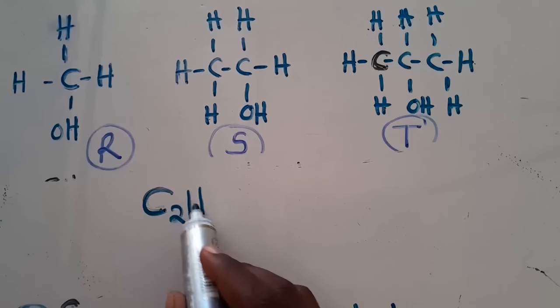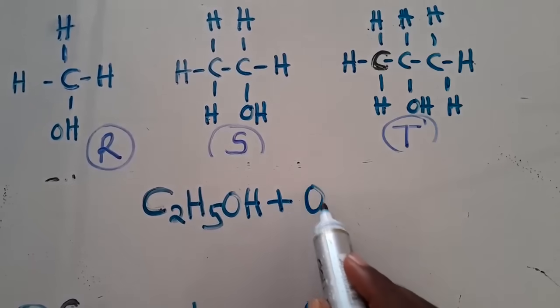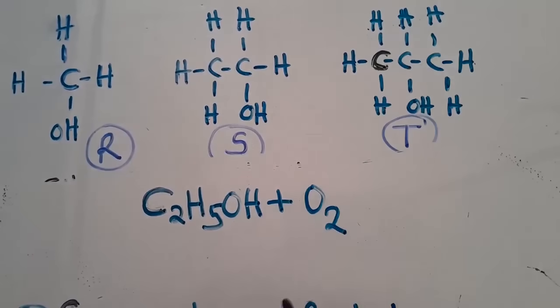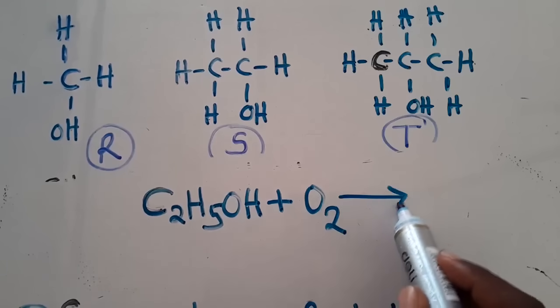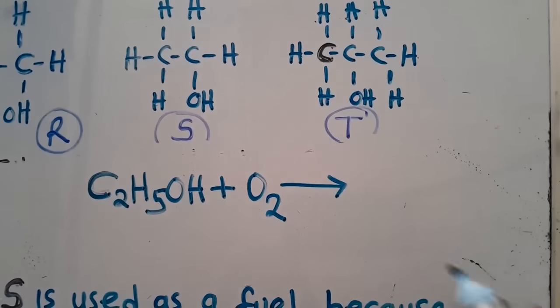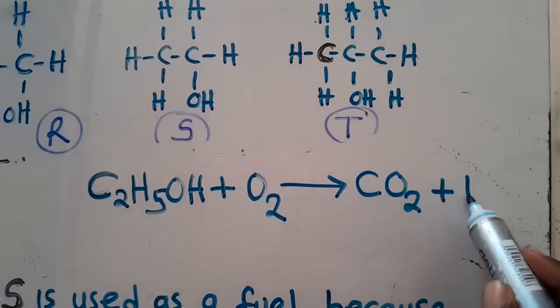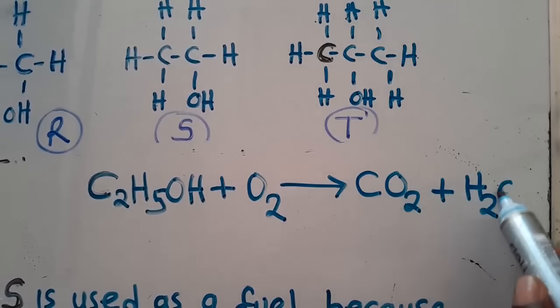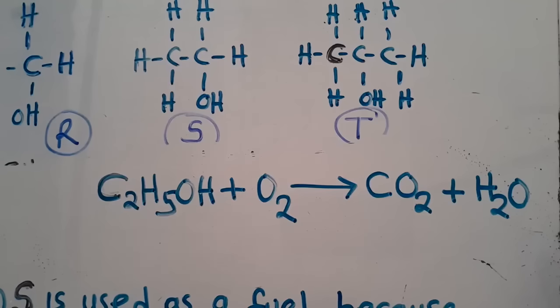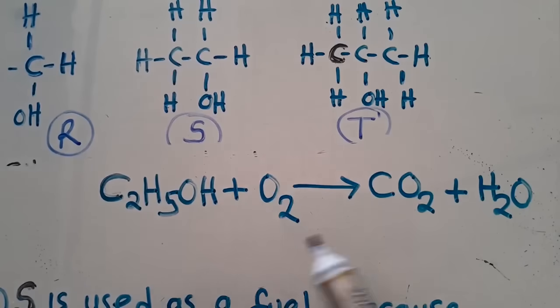C2H5OH reacts with oxygen. Oxygen, you put a 2 there, because you know that it exists as a diatomic molecule, to give what? It is giving us carbon dioxide plus water. So this one is burning in oxygen. How do you balance this now?